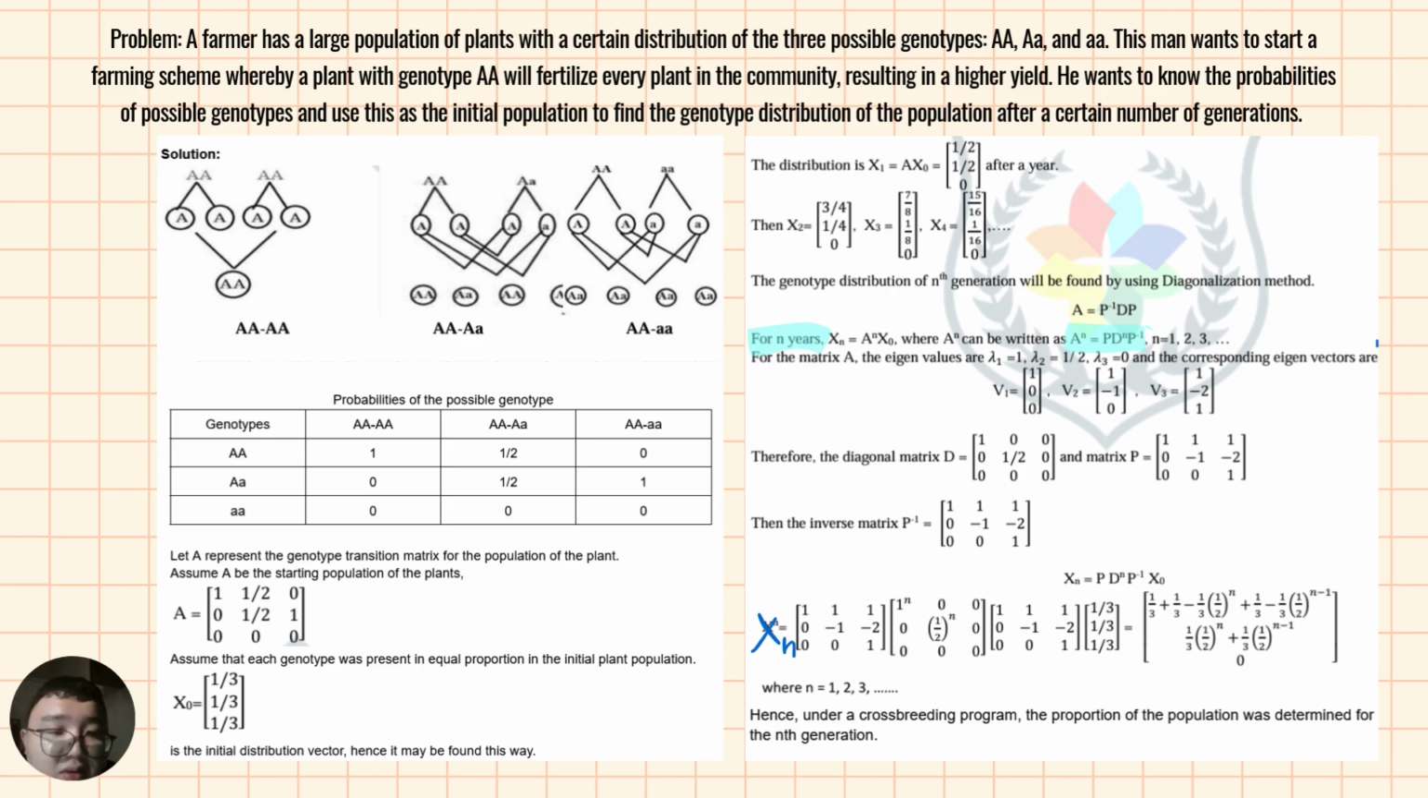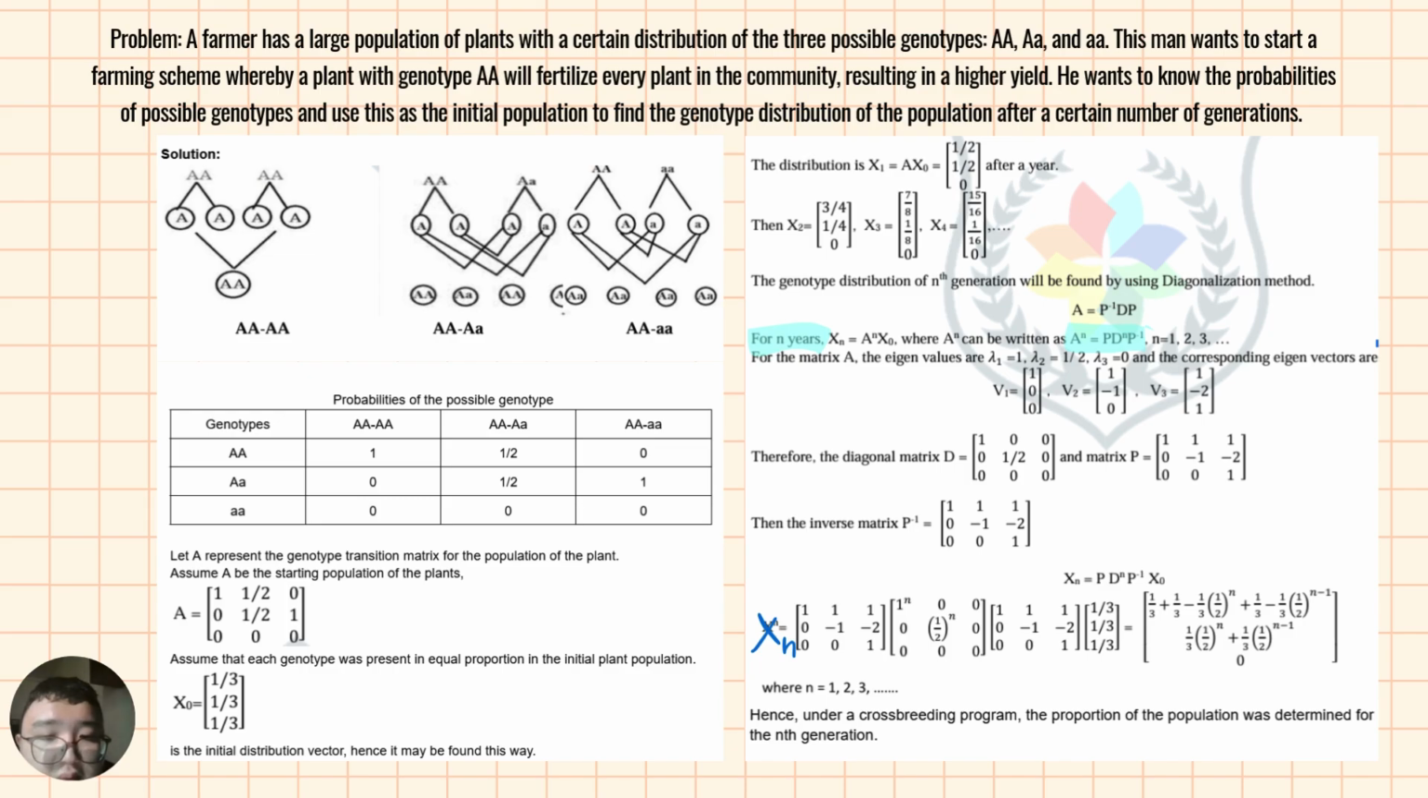And now we will introduce the diagonalization method. As we know, xn equals A to the power of n times x naught. And A to the power of n can be written as P multiplied by D to the power of n and the inverse matrix of P, where n equals 1, 2, 3. Now we can obtain the eigenvalues and the eigenvectors, which are denoted by lambda 1, lambda 2, lambda 3, and v1, v2, v3. Therefore, the diagonal matrix D is this one, and the matrix P is this one.